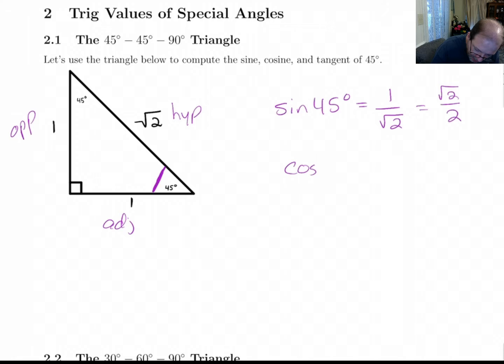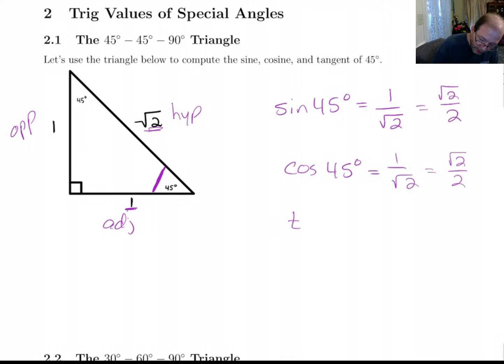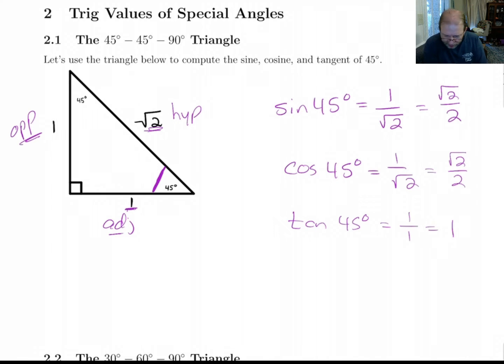Cosine of 45. Cosine of 45 degrees is adjacent over hypotenuse. But in this case, that's the same thing because the triangle is isosceles. So you get root 2 over 2. And so tangent of 45 degrees is opposite over adjacent. Well, that's just going to be 1 over 1, which is 1. So you should really memorize those three numbers there. Or I guess it's really only two different numbers, but you should memorize the sine and cosine of 45 degrees.